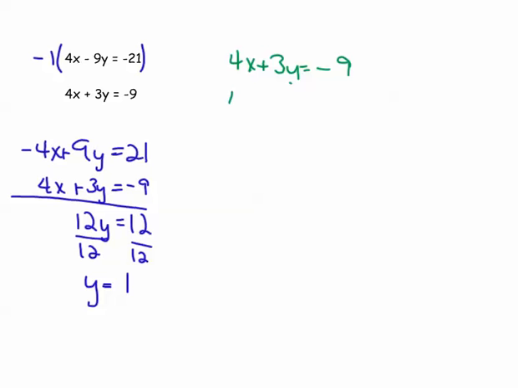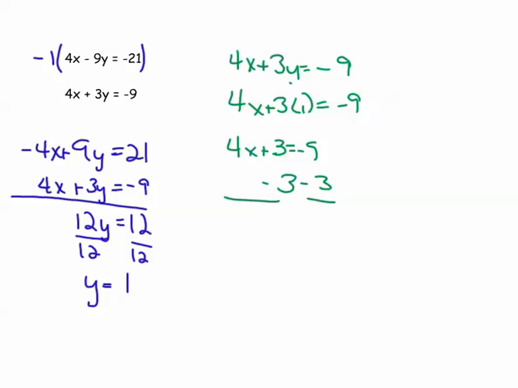Substituting 1 for y, I get 4x plus 3 times 1 equals negative 9. So 4x plus 3 equals negative 9. Subtract our 3 from both sides, and we have 4x equals negative 12. Dividing by 4, we're going to see that we get x equals, watch your signs on this, negative 3. So the solution to this last system in the video is negative 3, remember the x term always comes first, 1.